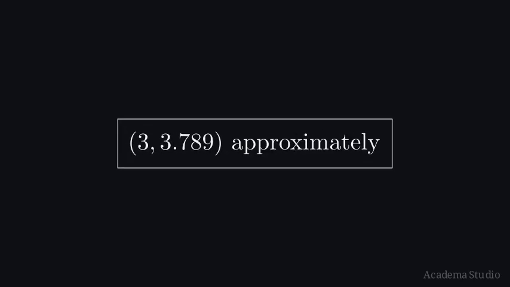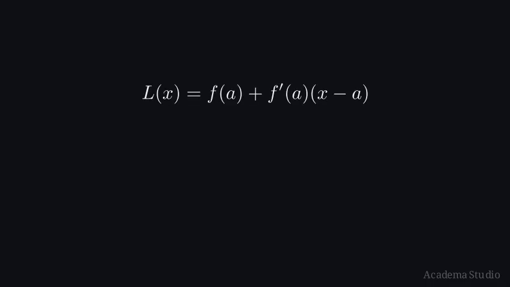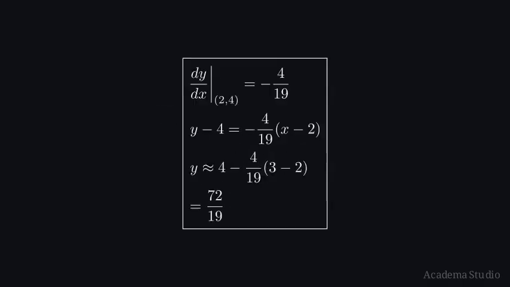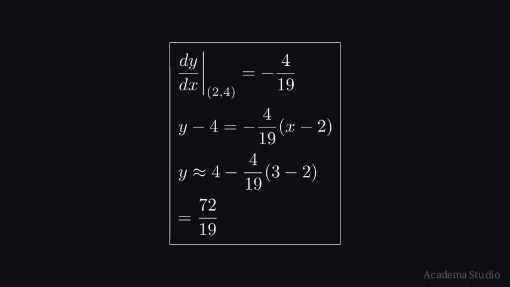The same work may be written using the linearization formula. The original value is 4, and we add the slope times the change in x. L of 3 equals 4 minus 4 over 19 times 3 minus 2, which simplifies to 72 over 19. Therefore, the approximate y-coordinate is 72 over 19.